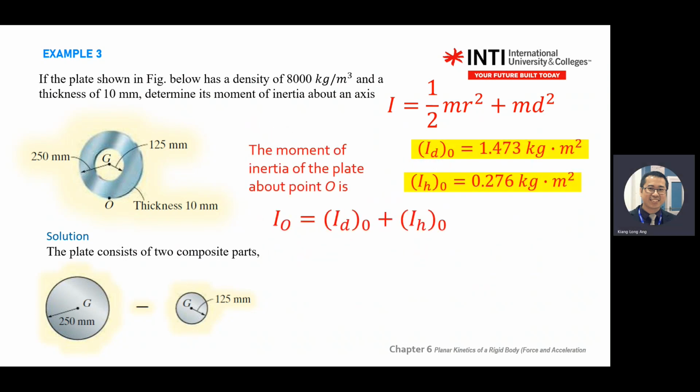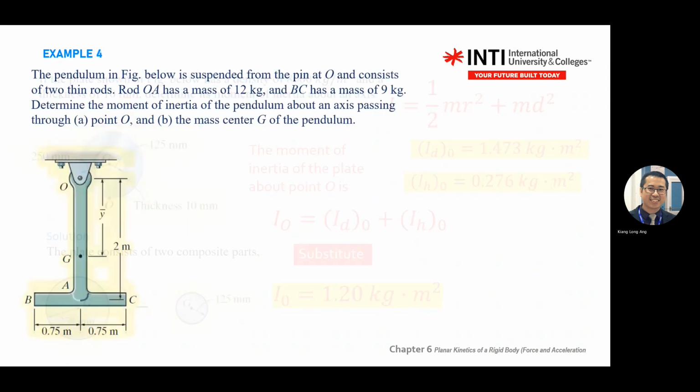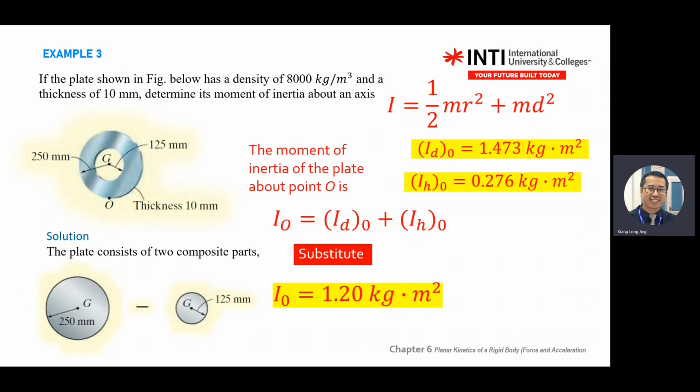Then for the total, you just substitute and you take this one minus this one, you get 1.2 something. Okay, although I write plus, actually it is minus because you want to remove this one. So this is the second moment of inertia minus the hole. Okay. So you understand this one.